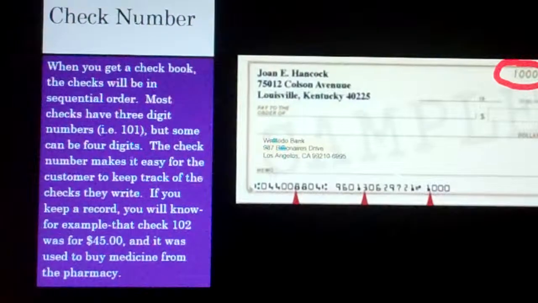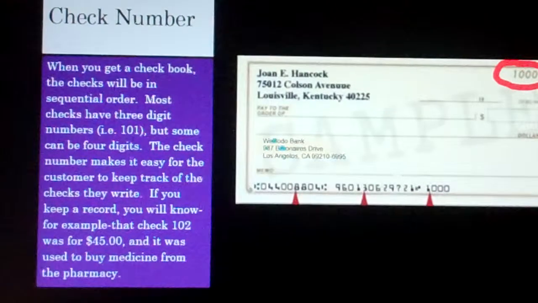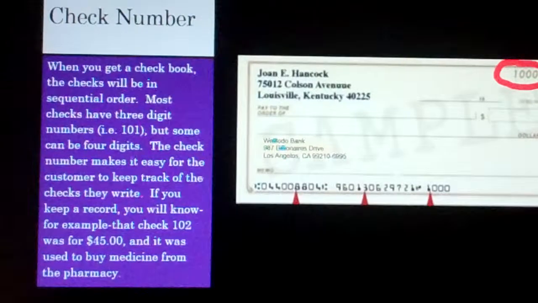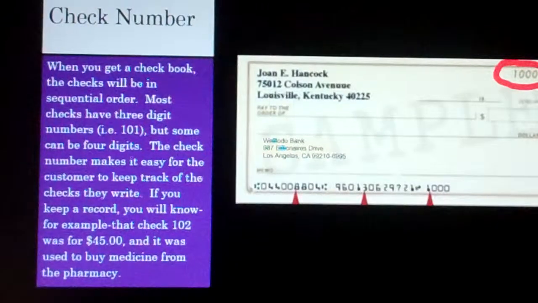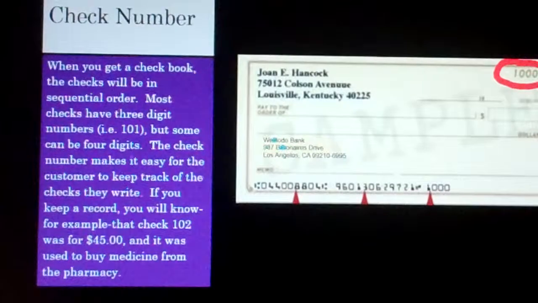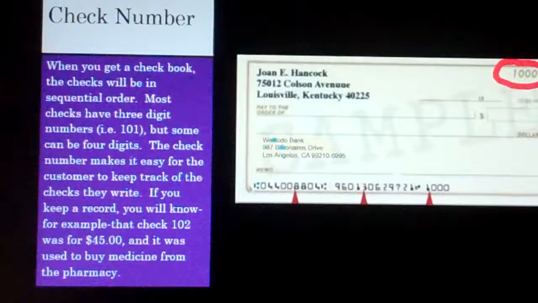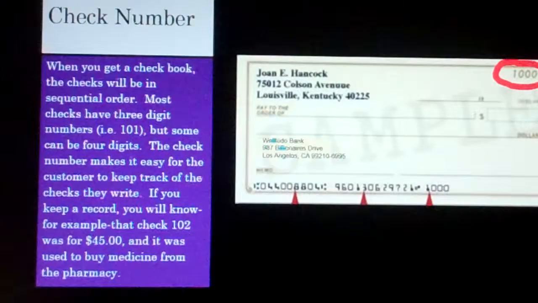The check number makes it easy for the customer to keep track of the checks they write. If you keep a record, you will know, for example, that check 102 was for $45 and it was used to buy medicine from the pharmacy.